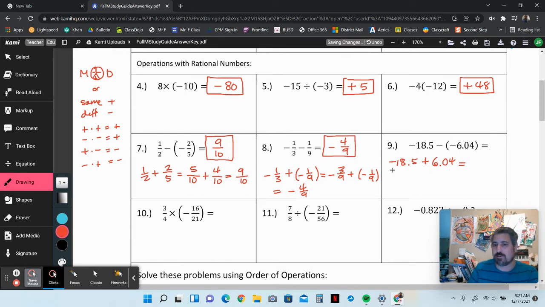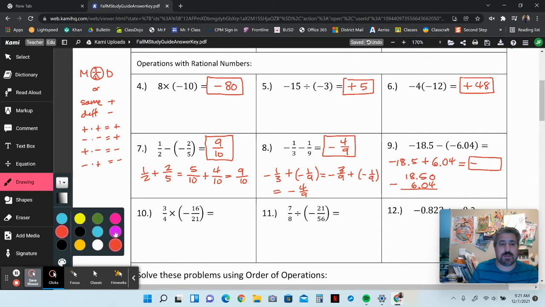So the negative is more powerful, right? It's pulling further from 0, so it's going to win. By how much? So I know the answer is going to be negative, and we've got to find the difference here. So this is going to be 18.5, and we're taking away from that 6.04. Now you've got to make sure you line up your decimal and put your placeholders in. It's very important whenever working with decimals to line up your decimal. And then you can do your math here.